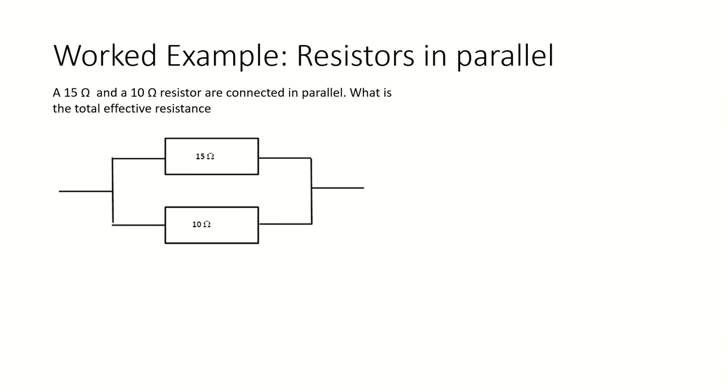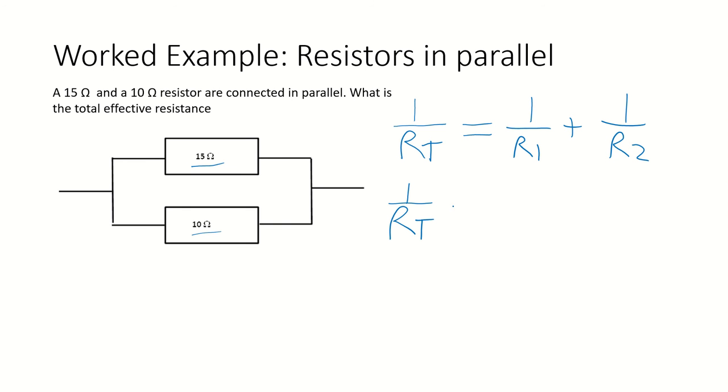So in this example, we've got two resistors. They're in parallel with one another. We've got a 15 ohm resistor and a 10 ohm resistor, but they're connected in parallel. So the total resistance, or the total effective resistance, is what we want to calculate. Like I said before, it's not actually going to be 15 plus 10 because they're connected in parallel. It's actually going to reduce. So the way that we're going to do it is 1 over RT, which is our formula, is equal to 1 over R1 plus 1 over R2.